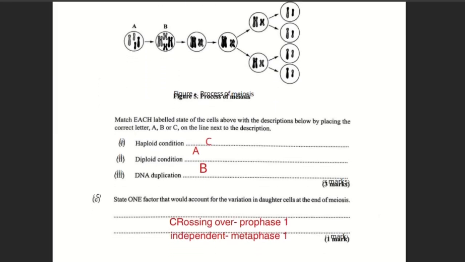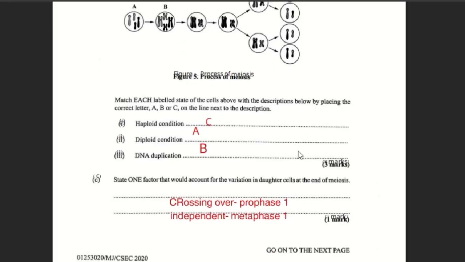Then it says state one factor that would account for the variation in daughter cells at the end of meiosis, because we know that at the end of meiosis, the four daughter cells that are produced are all different. None of them are alike, and this is because of two processes. Even though this question only asks for one, there are two processes that take place during meiosis. Meiosis does the lap twice, so it's basically mitosis done twice with a little tweak to it, right? In meiosis we have homologous chromosomes coming together and all of that stuff.